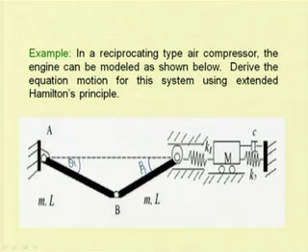The first step is to write the position vector of all the mass centers. Here this is the mass center, and this point. One can write the position vector of all these points and then find the velocity. After finding the velocity, one can write the kinetic energy and potential energy of the system, and then using the generalized coordinates, one can derive the equation of motion of the system.